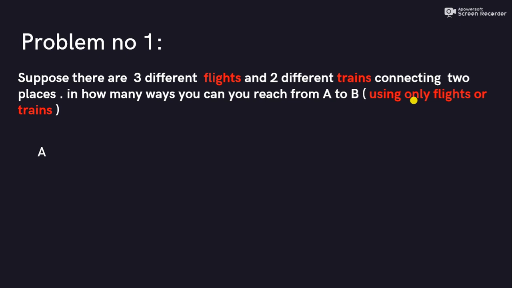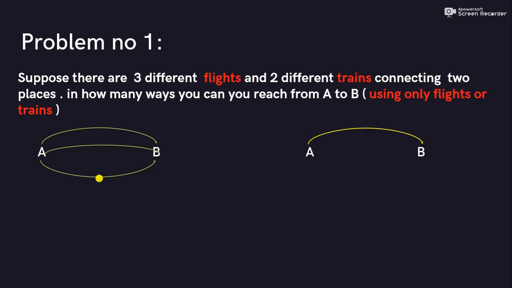So consider this is our place A and this is our place B, and we have 3 flights: flight 1, flight 2 and flight 3. These 3 flights can connect place A to B. So in total how many choices do we have to select the flight? We have 3 ways to select a flight. And for the same places A and B, how many train connections do we have? We have 2 train connections.